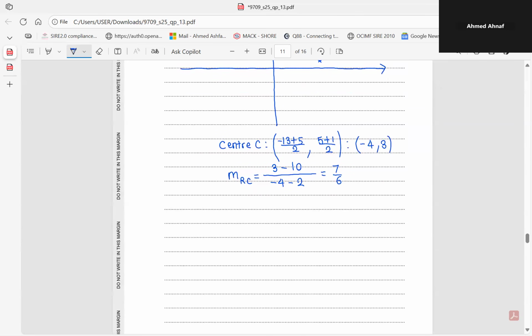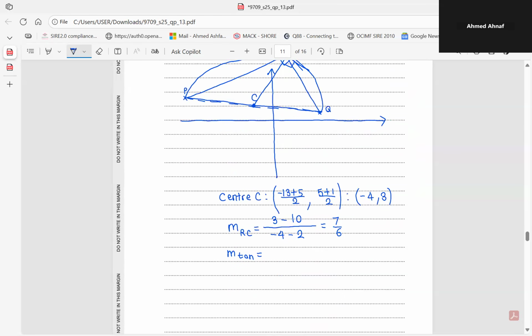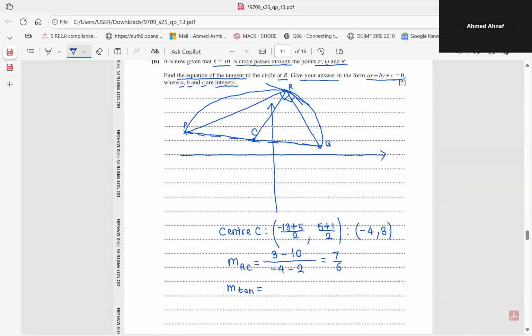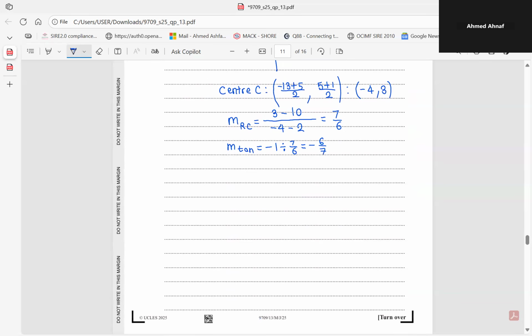Now we can find the gradient of the tangent. So since the tangent is perpendicular to this line RC, we can say that the product of the gradients is -1. So to find this, just divide -1 by the gradient of RC. You would get -6 over 7.